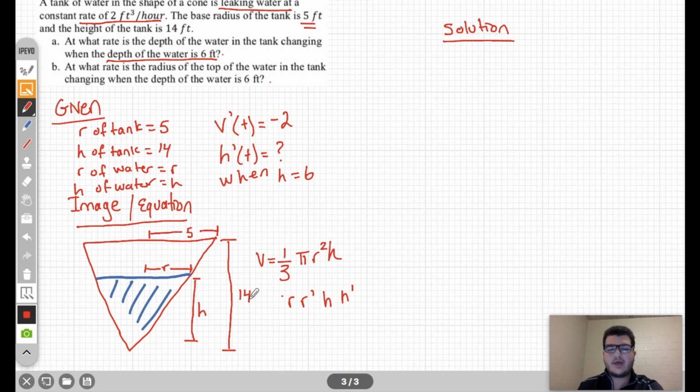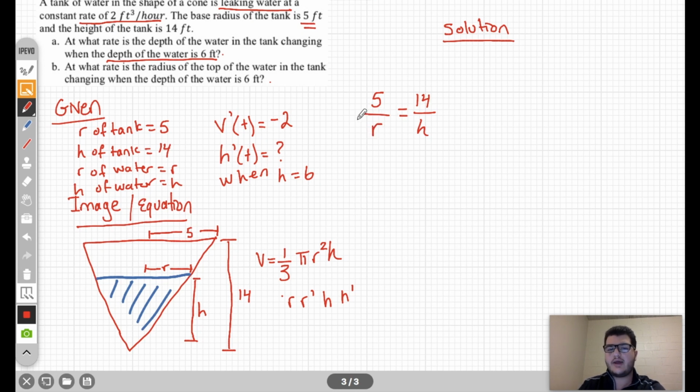And in order to do that, we're going to look at this image and say, well, these look similar to me. We have the relationship between the tank, which is a cone, and the water in the tank, which is also a cone. So the relationship is the radius of the tank, which is 5, corresponding to the radius of the water, which is just r, is equal to the height of the tank, which is 14, over the height of the water, which is just h. And we're going to solve for the variable I want to eliminate. And that variable is going to be r. I want to eliminate r.